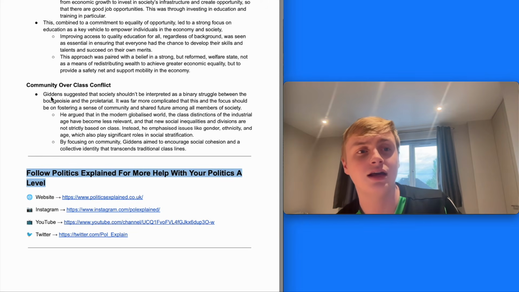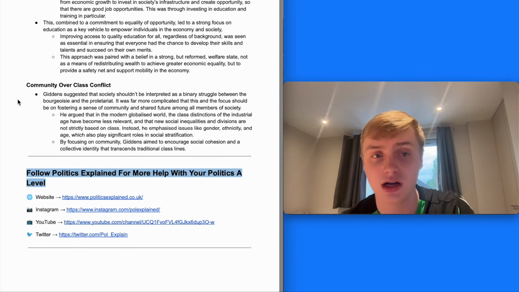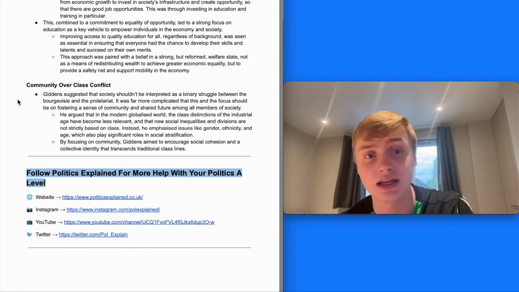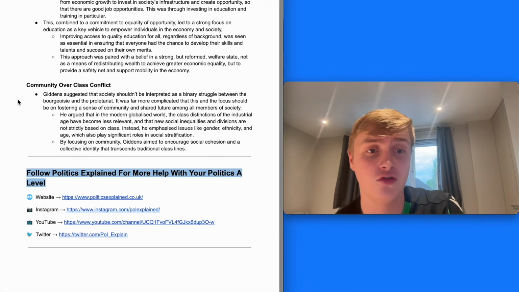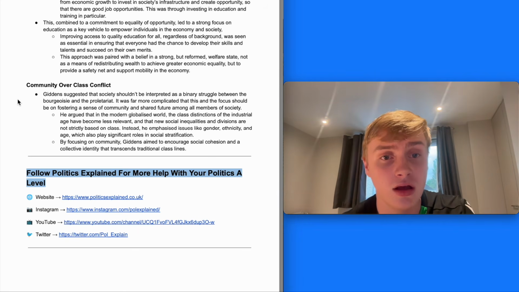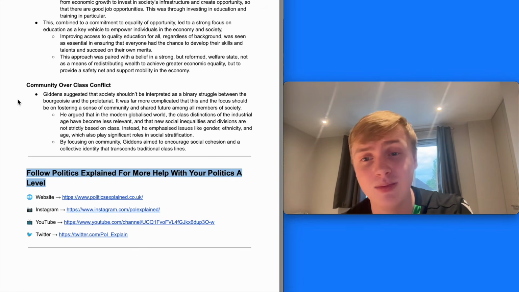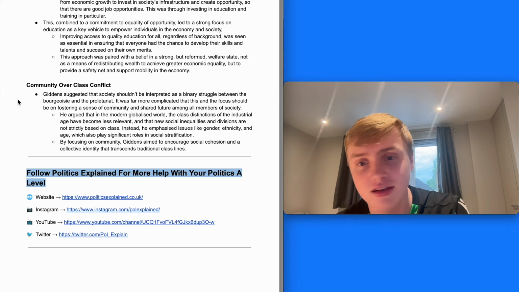And finally, a key belief was community over class conflict. So he definitely didn't believe that society should be interpreted as a binary struggle between the bourgeoisie and the proletariat. He said it was far more complicated, and rather than analysing society in this way, the focus should be on fostering a sense of community and shared future among all members of society. Especially in the modern globalised world, he believed that the capitalist system and society was no longer defined by this binary oppression.